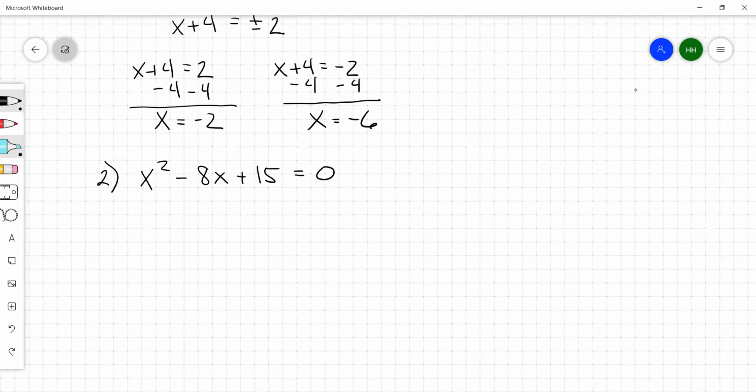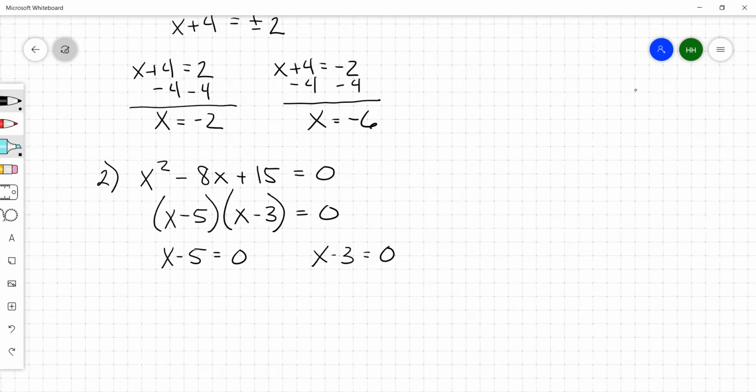Looking at this problem here, 5 times 3 is 15, and with a 5 and a 3, you can get to an 8. So this can be factored pretty simply as x minus 5 times x minus 3 equals 0. In that case, you can set each factor equal to 0. So x minus 5 equals 0, and x minus 3 equals 0. So add 5 here, you get x equal to 5, and add 3, x equals 3.